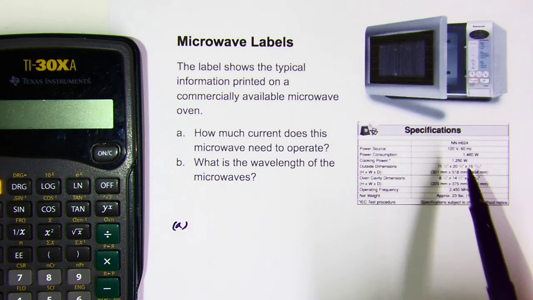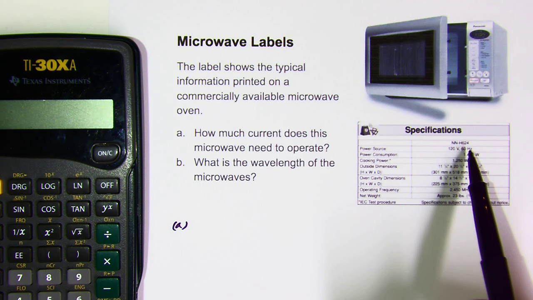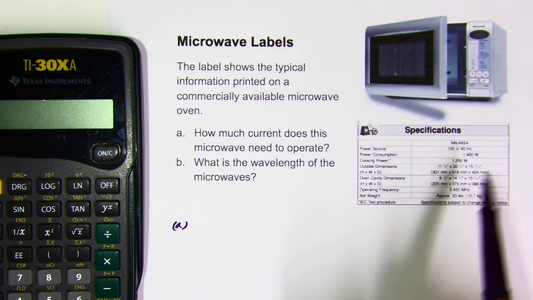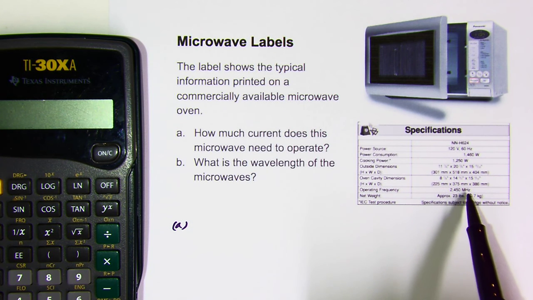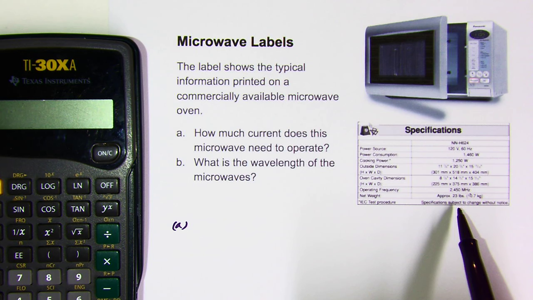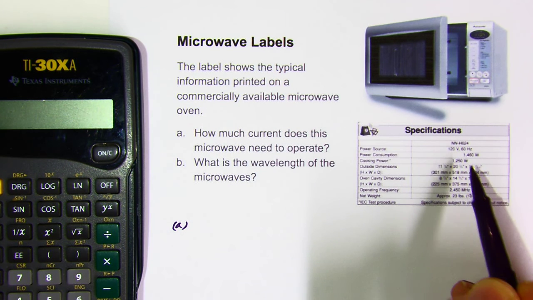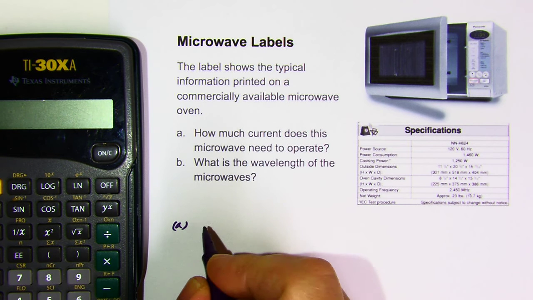Current, well, what do we know if we look at the specs? We know the power, that it needs to be connected to a 120 volt source that is oscillating at 60 hertz. It's going to use 1460 watts. It's going to deliver 1250 watts of cooking power, and it gives us dimensions, and it also gives us the frequency, 2450 megahertz. So how much current? We're going to use the voltage, and we're going to use the power, and I'm just going to use the power consumption number.